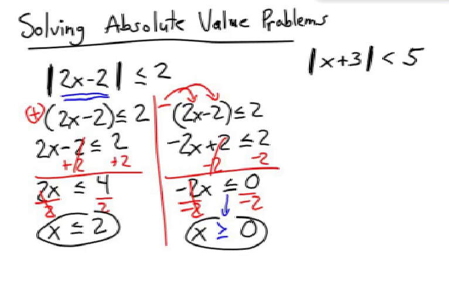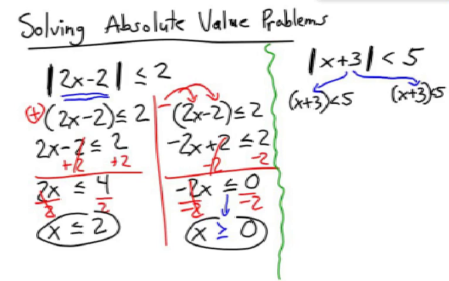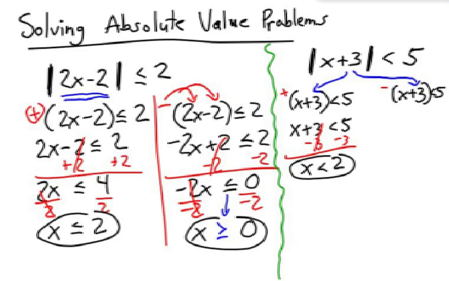Try the problem up in the upper right. Absolute value of x plus 3 is less than 5. So remember to write it in two different ways. On the left, I have the inside value as a positive amount. On the right, I have the inside value as a negative amount. So I'm going to go ahead and solve. X plus 3 is less than 5. Subtract 3 from each side. And then x would be less than 2. That's one part of our answer.